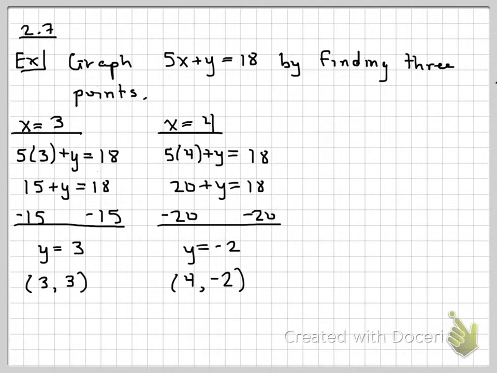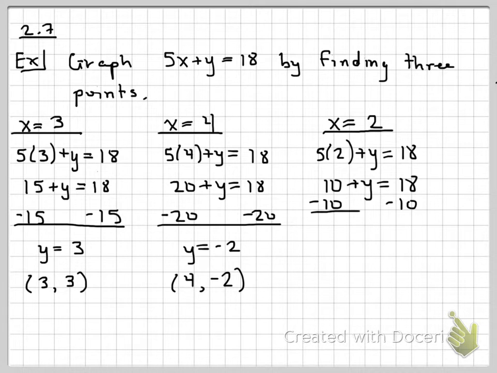We have to do this for one more, so I chose x equals 2. Once we do that, we get 5 times 2 plus y equals 18, and we're just going to solve that. That's going to give us 10 plus y equals 18. We subtract 10 on both sides, and we get y equals 8. And so our third point is 2, 8. Now we're going to graph it.